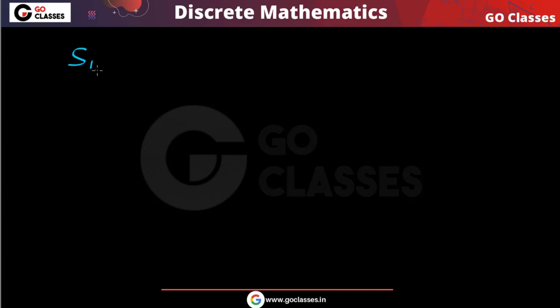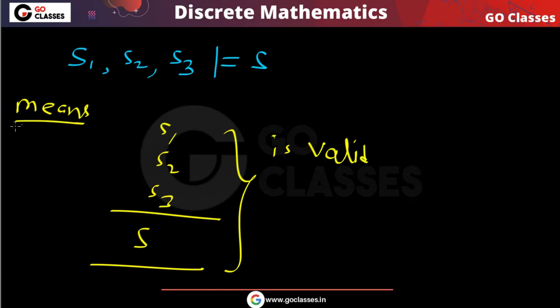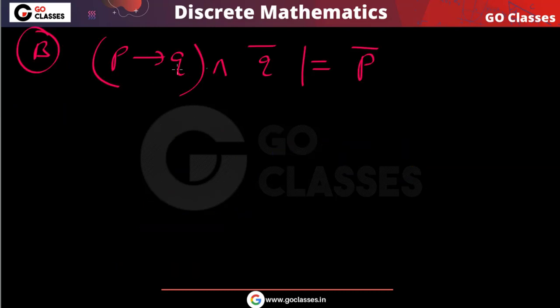If I give you S1, comma S2, comma S3 infers S, then this automatically means that the argument S1, S2, S3, therefore S, is valid. So if S1, S2, S3 infer S, then it automatically means that this is a valid argument. So you can check the validity of the argument also. Similarly here in this question, you can just check the validity of the argument.